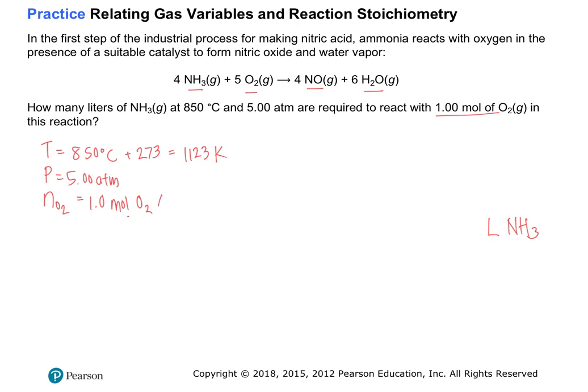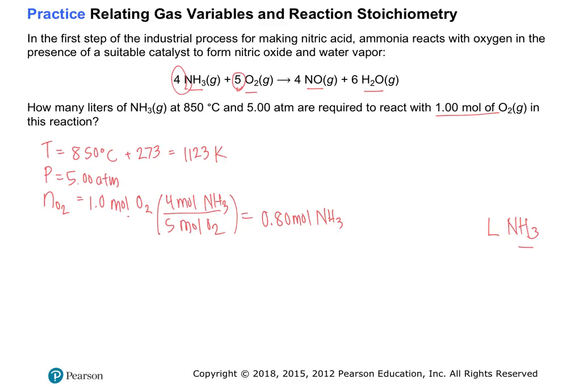So we have 1 mole of oxygen. Let's go straight in and say for every 5 moles of oxygen, we have 4 moles of ammonia. So our moles of ammonia in this case are 0.80 moles.